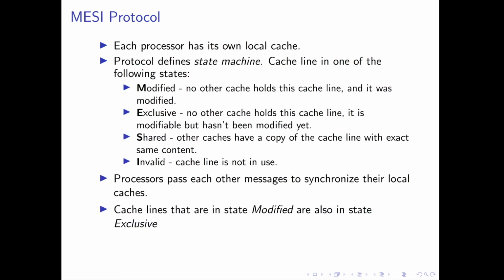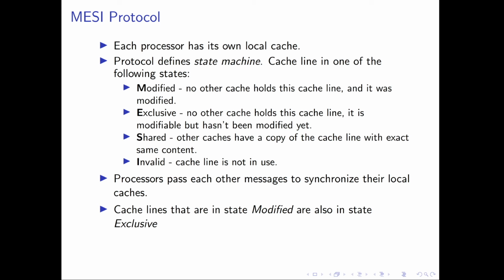And as this type of protocol doesn't scale very well, there's a family of protocols that is more advanced and that usually is used by modern processors, or at least a variant of this protocol is usually implemented by modern processors. And this protocol is called MESI. MESI implements a state machine, and this state machine is associated with the cache lines, and each cache line can be in one of the following states. It can either be modified, and that means it is a local cache line, and no other cache holds this cache line, and it was also modified.